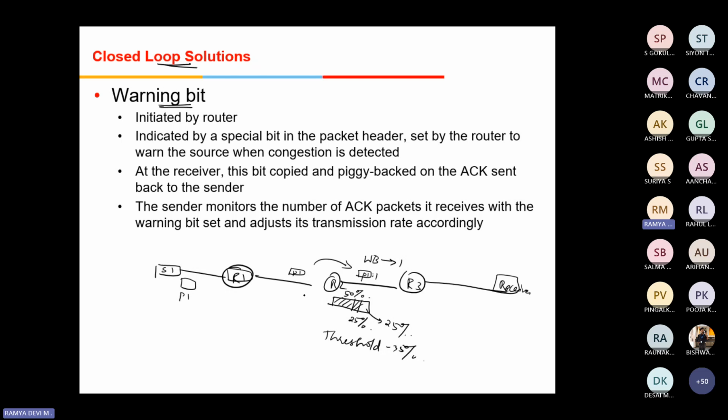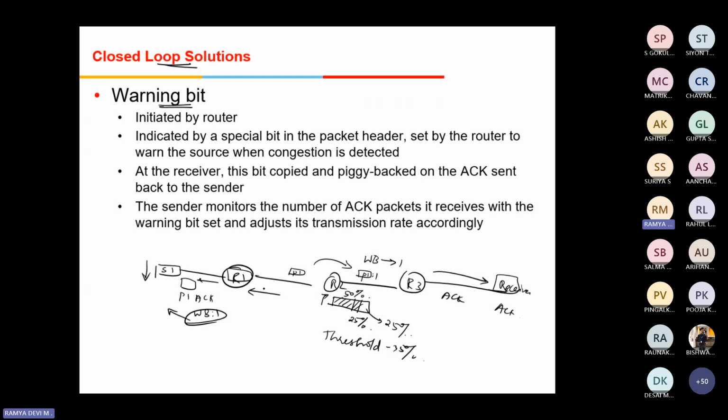So the congested router, here it is the congested router, will be setting the warning bit to 1. This will reach the receiver. The receiver will copy this warning bit into the acknowledgement, and the acknowledgement will reach the sender. So in the acknowledgement, the warning bit will be set to 1. By seeing this, the sender will reduce the transmission.